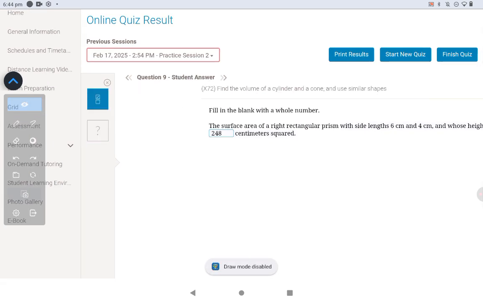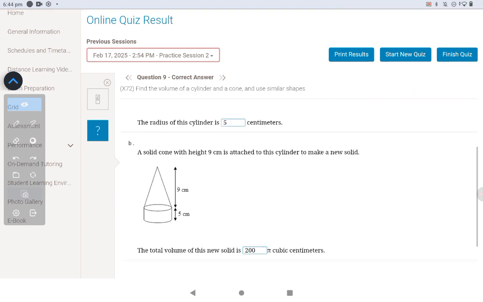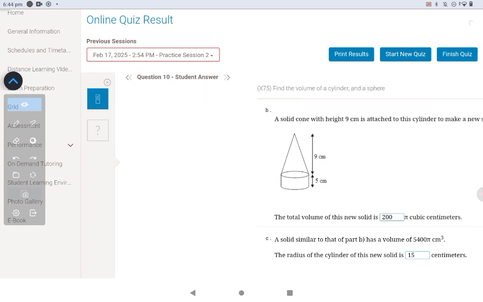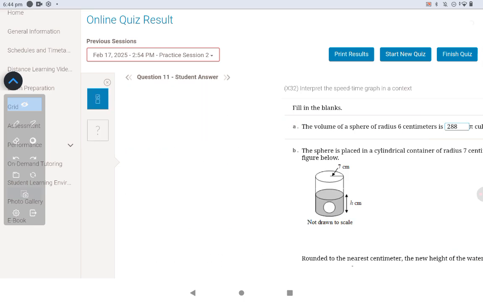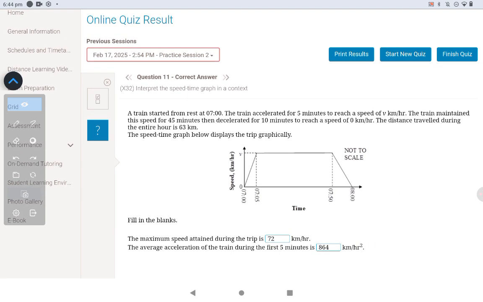Okay, next one. Like I said, this is cone. I will not be taking this, neither will I be taking this. This is repeated stuff.